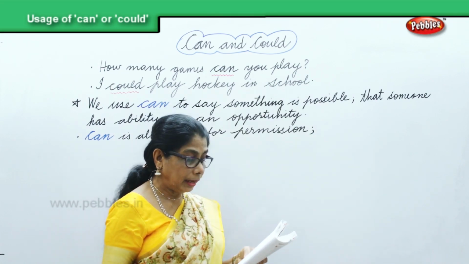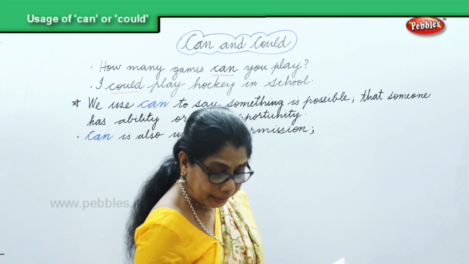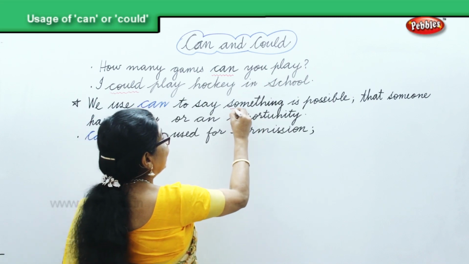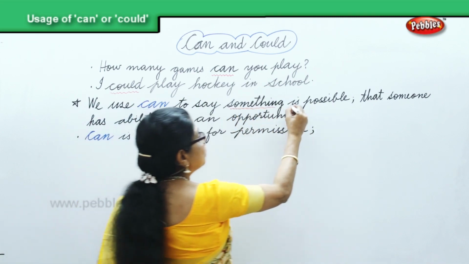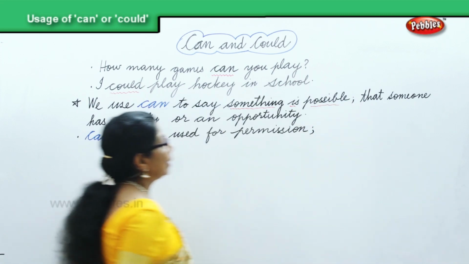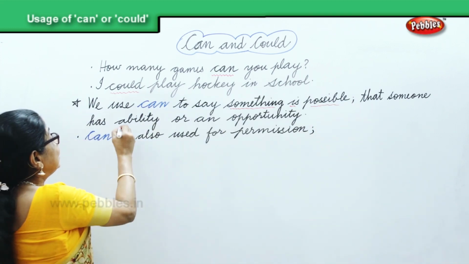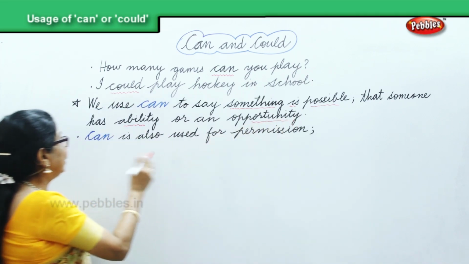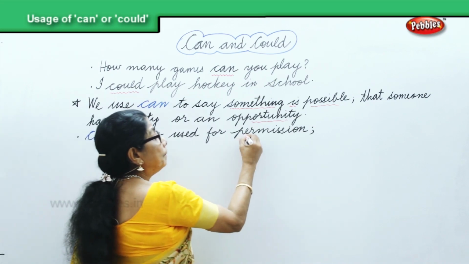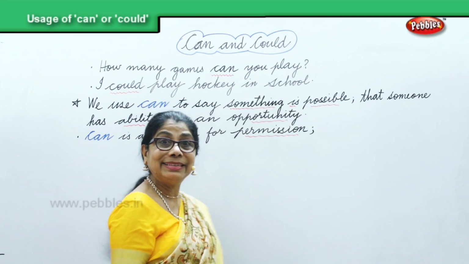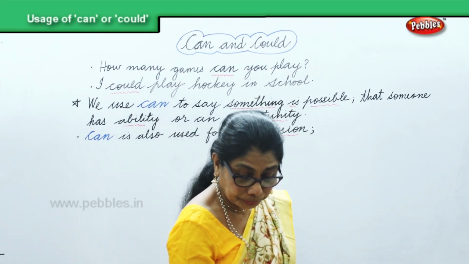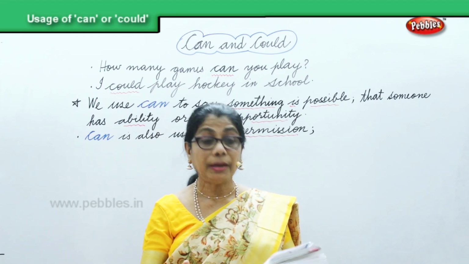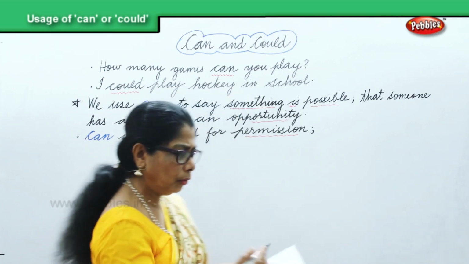Okay? Now, what do we need to remember here? We use can to say something is possible. Okay? And that someone has ability or opportunity. The other category, can is used for permission. Let's look at the sentences now. You can go now.